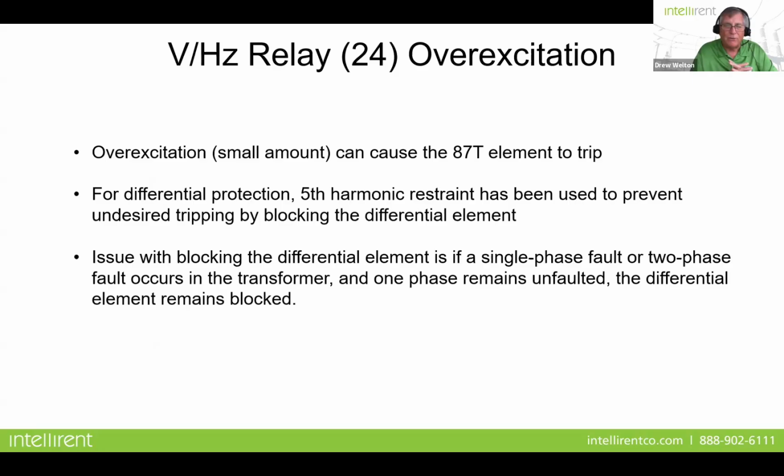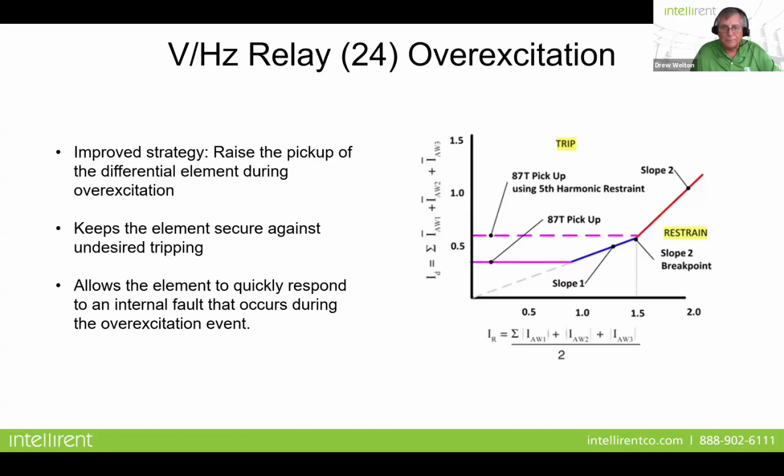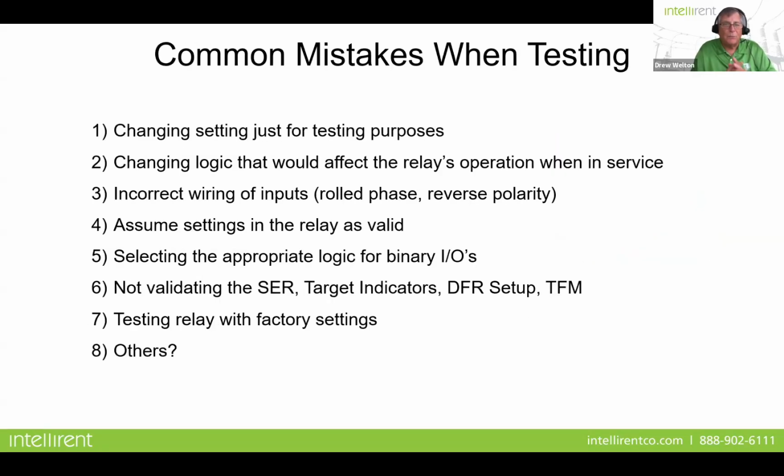So in differential protection, fifth harmonic restraint has been used to prevent undesired tripping, and basically it does the same thing. It will raise the pickup of the differential to desensitize it, because if you do have a fifth harmonic, but you also have at the same time a true fault internal to the transformer, we don't want to completely disable that.